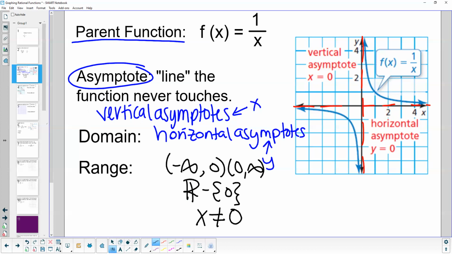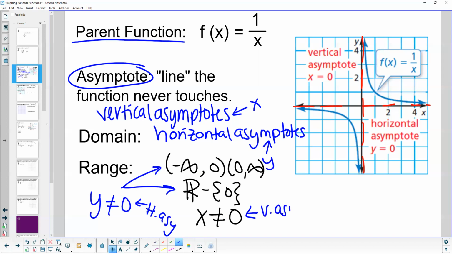Same thing happens with our range. You'll see similar intervals there. They will look like this. The only other time is you'll see this y is not equal to 0. Now, these both have zeros here, but technically the range is going to be y is everything except our horizontal asymptote, with some special cases. And our domain is going to be x is everything except our vertical asymptote.